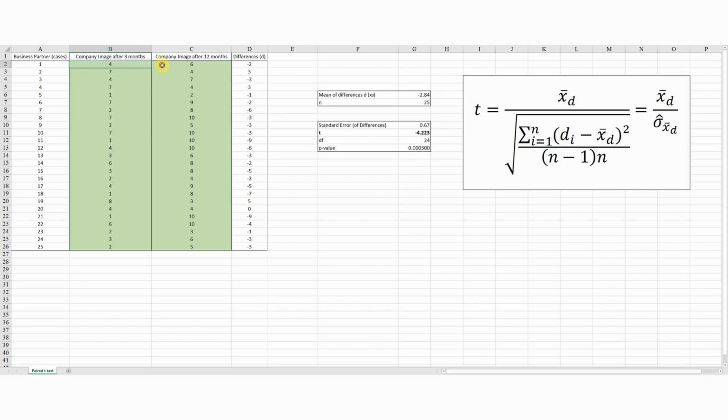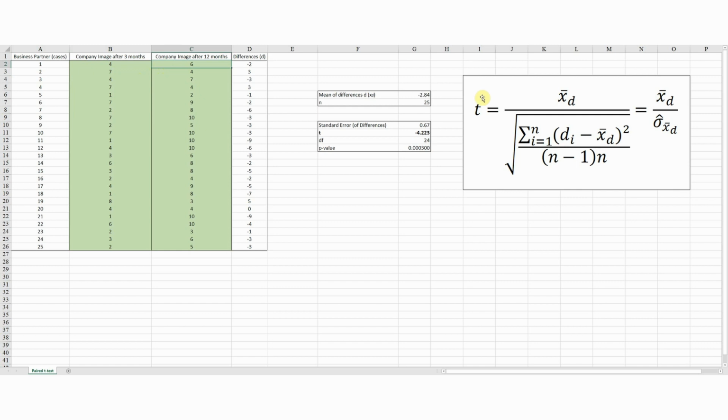Now, the reason for this could be that we have launched a communication campaign or whatsoever. So we might have some reason to believe that the image changed, or we just want to make sure how we are doing. Let's have a look at the formula.